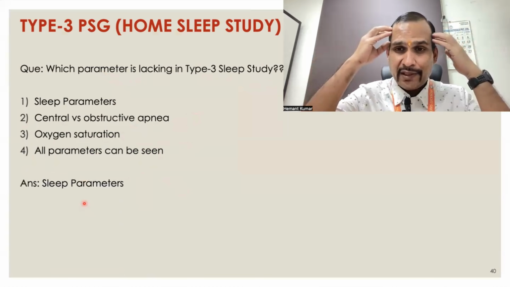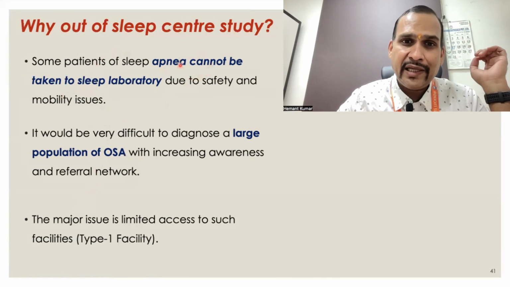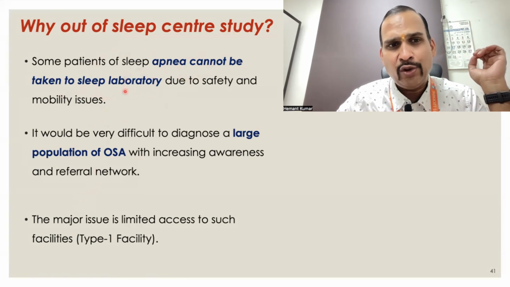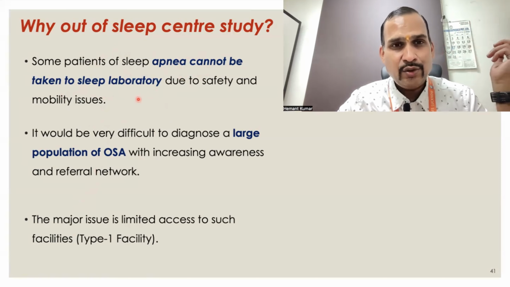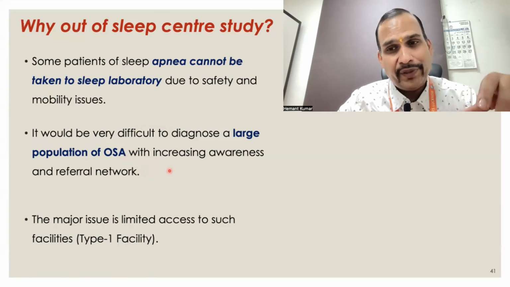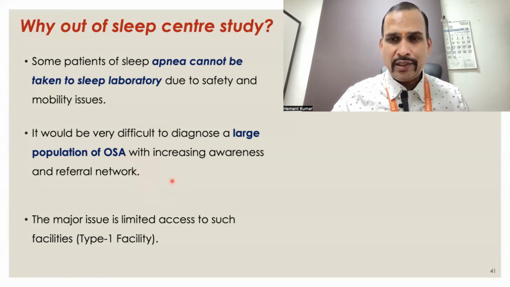So why is this good? What is the benefit of a type 3 study? Because some patients of sleep apnea cannot be taken to a sleep laboratory because of safety, or the patient is not mobile, or the patient is very anxious. So in those patients we can go for a type 3 study. Or as I told you, there is a lot of awareness, so there is a large population having OSA. We cannot do a level 1 study in all patients. Also, this is cheaper because we are doing it at home.